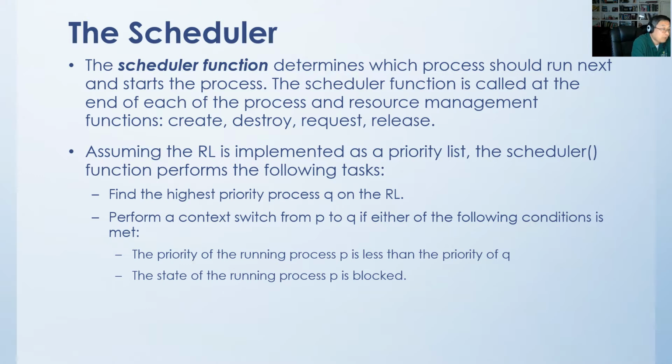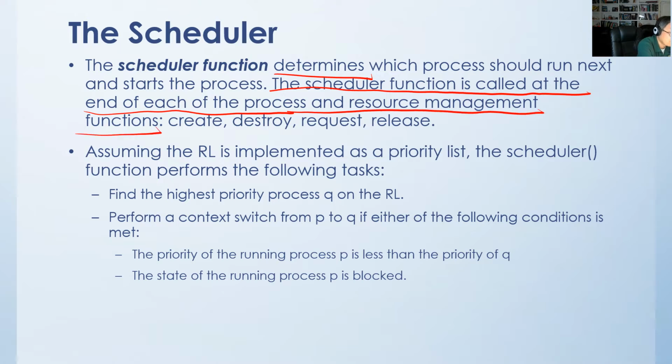Now, one of the important functions in the operating system is the scheduler function. The scheduler function determines which process should run next and starts the process. Now, how will the scheduler function be triggered? The scheduler function will be called frequently at the end of each of the process and resource management functions: create, destroy, request, release.